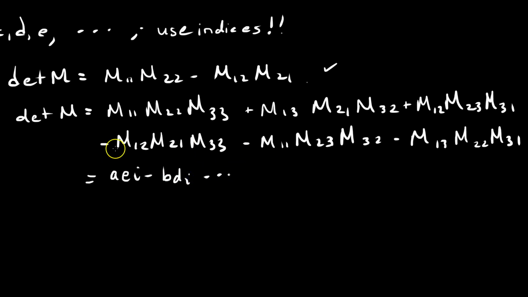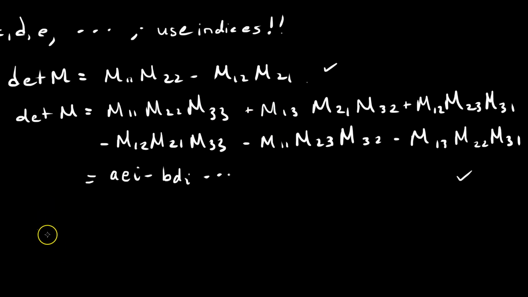We had that expression, so I just matched up all the letters to its corresponding elements. So, if we take a look at this real quick, and this is right, you can double check me all you want, but this is right. We've got M11, M22, M33. If we take a look at this real quick, we'll notice something.